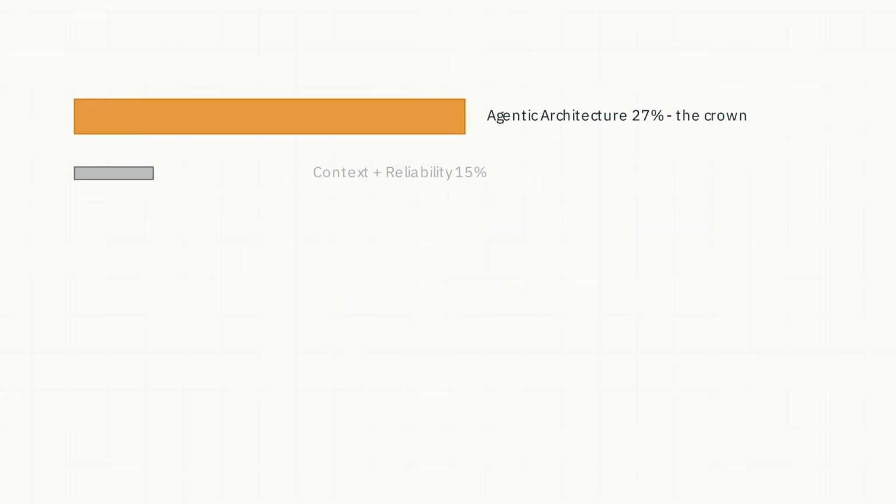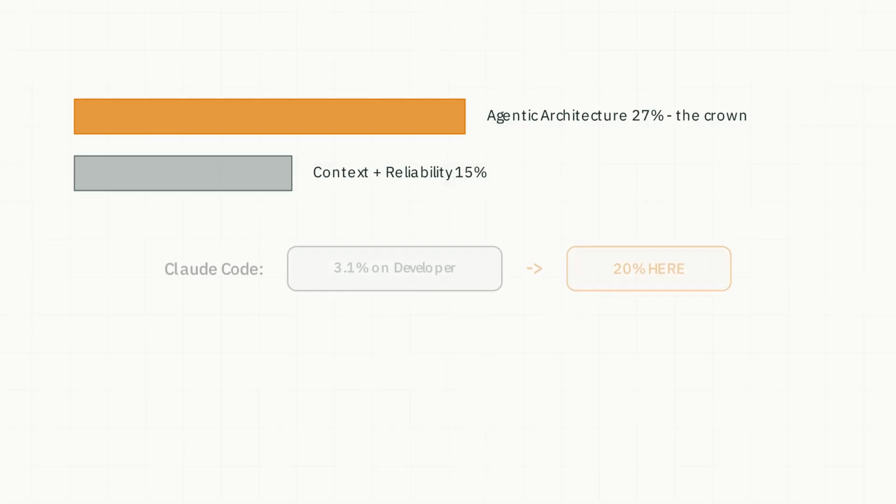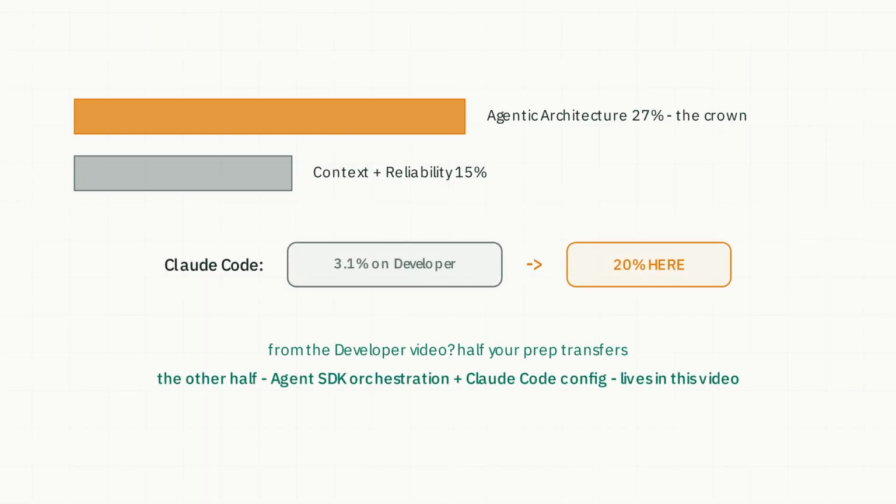And notice what the weights reward. Agentic architecture alone outweighs the bottom domain almost 2 to 1, and Claude Code, the 3% cameo of the developer exam, is a full 1/5 of this one. If you came here straight from the developer video, welcome. Half your preparation transfers, and the other half, the Agent SDK's orchestration model and Claude Code's configuration system, is precisely where this video will spend its energy.